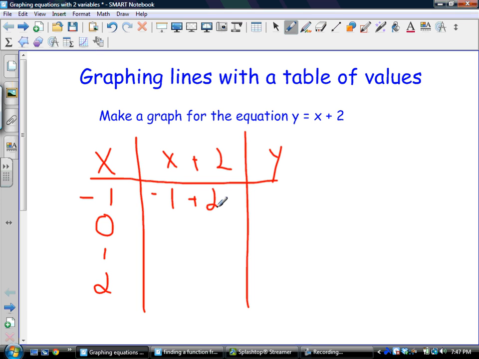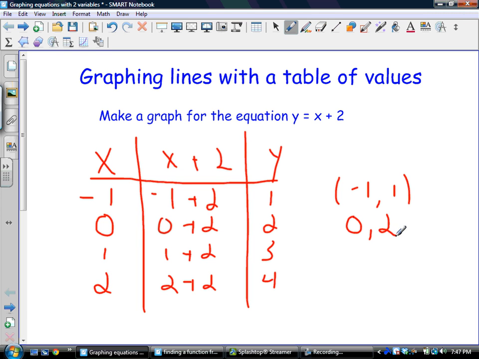So -1 plus 2 is positive 1. 0 plus 2 is 2. 1 plus 2 is 3. And 2 plus 2 is 4. And so my solutions to the equation y equals x plus 2 would be (-1, 1), (0, 2), (1, 3), and (2, 4). Those are the four solutions I just found.